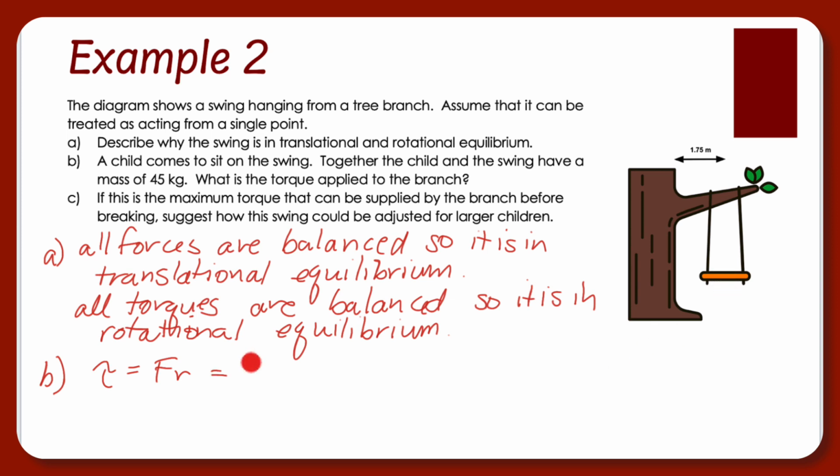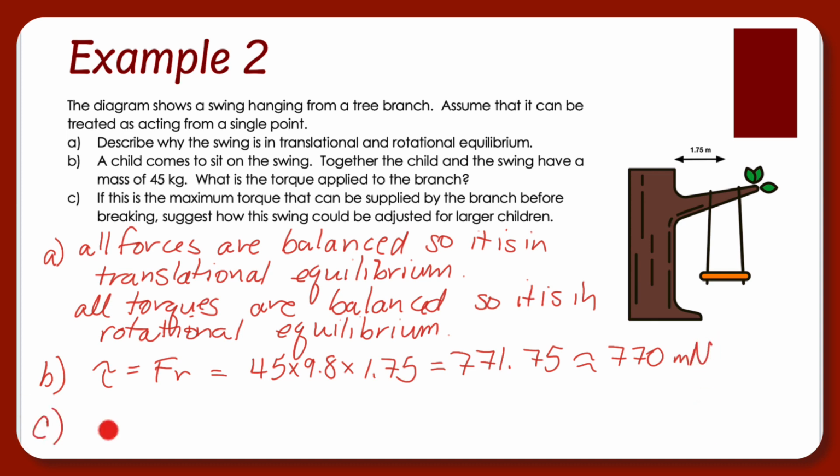The force is not 45 kilograms, it's 45 times 9.8. I need the weight, times the radius, which in my picture says 1.75. That's going to give me 771.75. This is going to be approximately 770 meter newtons.